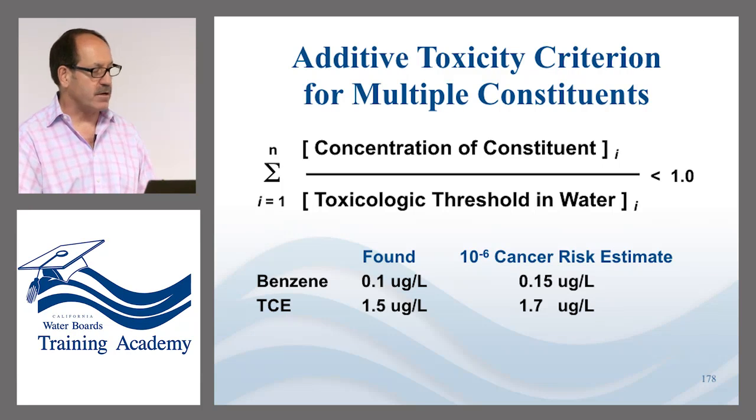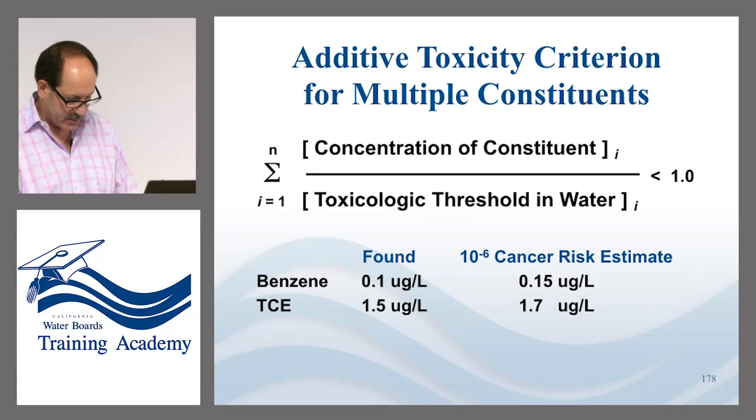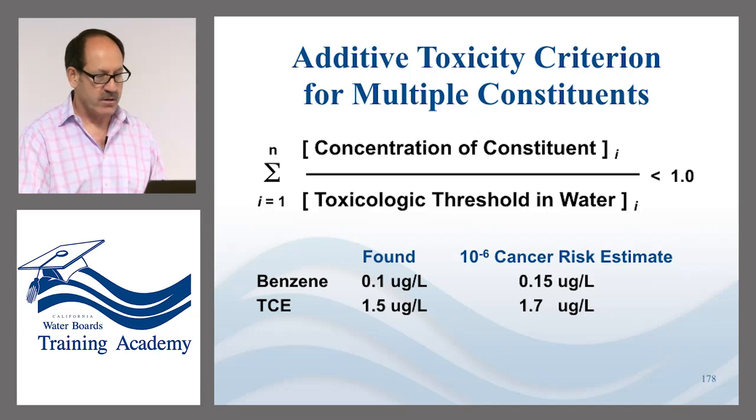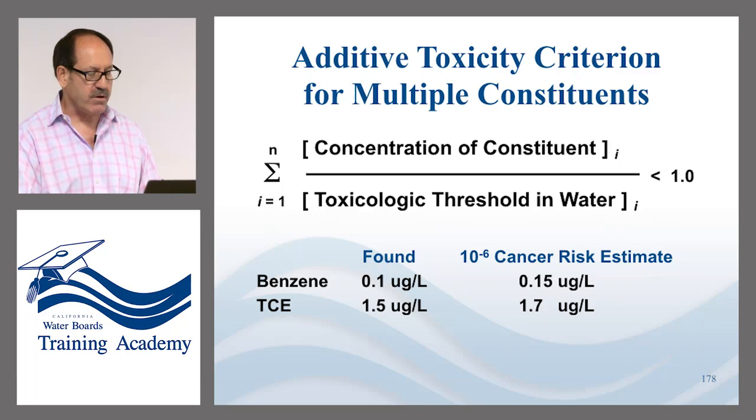So let's look at our example of the waste oil tank and groundwater impact. There were 2 chemicals in that example that were carcinogens, benzene and TCE. Here are the concentrations that we found in groundwater. Here are the 1 in a million cancer risk estimates as published by OEHHA.